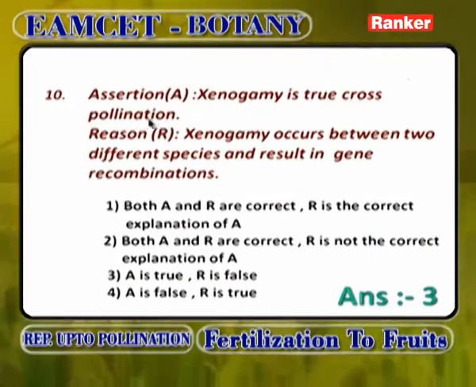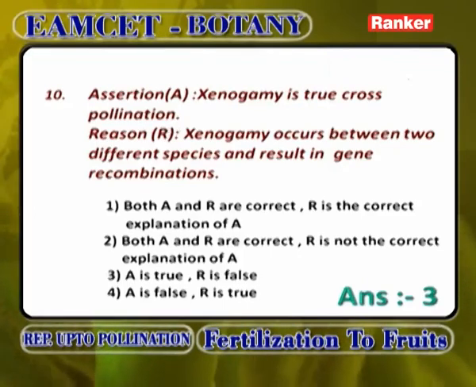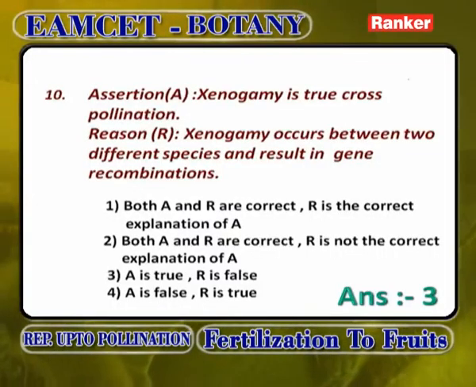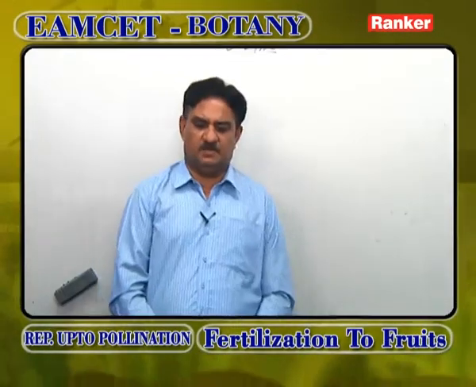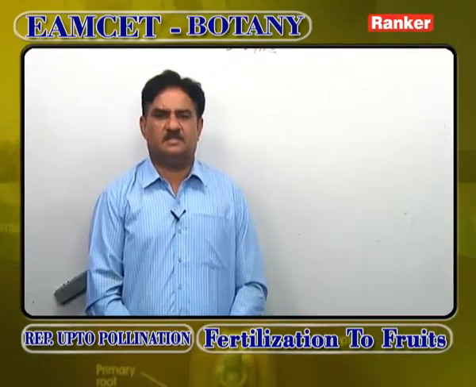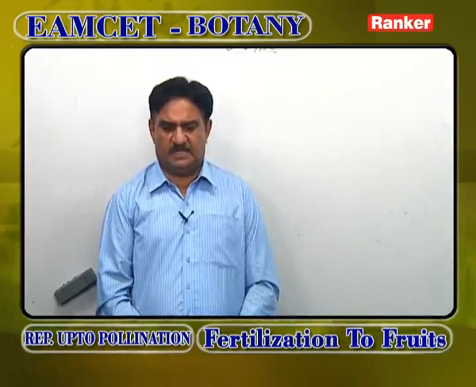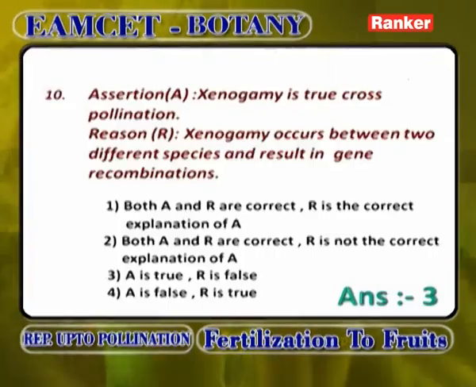Now, xenogamy is a true cross pollination. Really, xenogamy is a true cross pollination because here pollen grains transfer from the anther of one flower to the stigma of another flower present on a different plant but belonging to the same species. Reason: xenogamy occurs between two different species and results in gene combinations. Xenogamy absolutely does not occur between two different species. It occurs only between two plants of the same species. So the assertion is correct, but the reason is wrong. A is true, R is false.